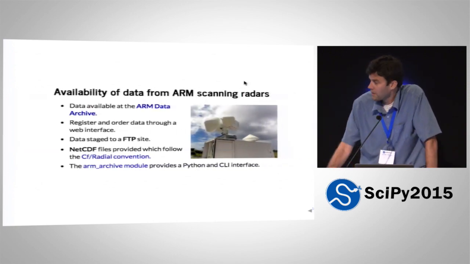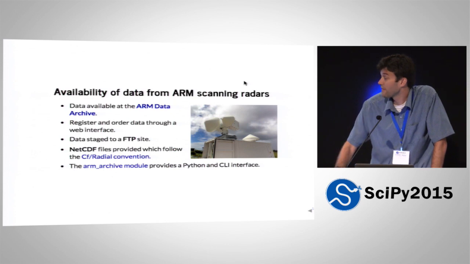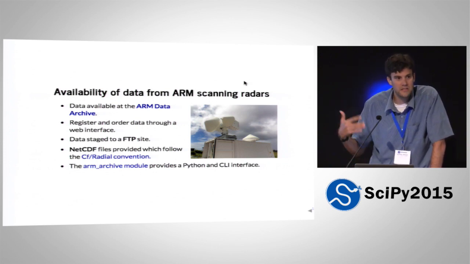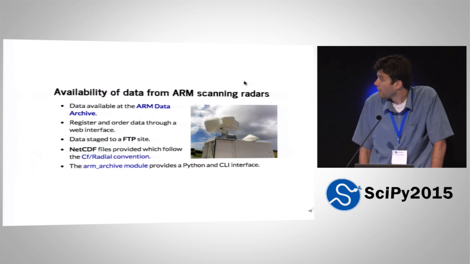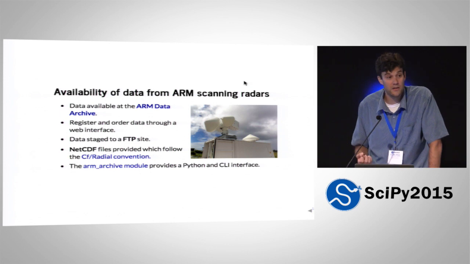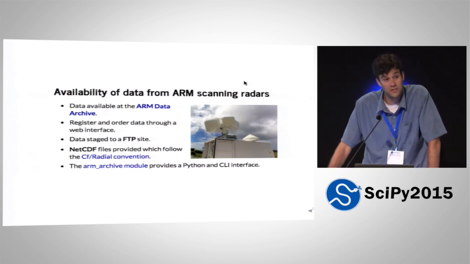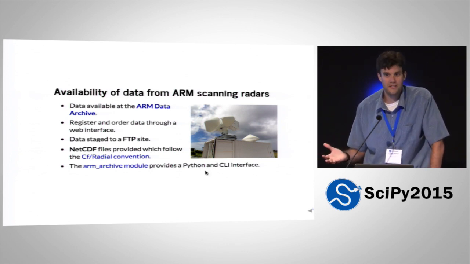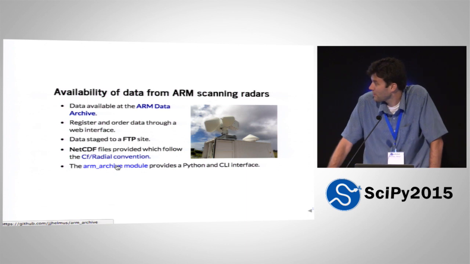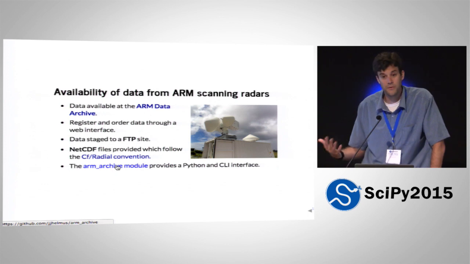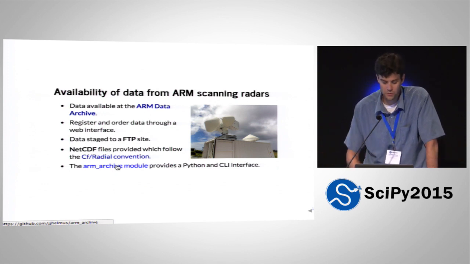ARM data is available from the ARM data archive. You have to register, just provide your email address and your name, and then you can order data through a web interface. The data is staged to an FTP site, which they send you a link to. ARM tries to provide as much data as it can in netCDF format. For the scanning weather radars, we're using the CF radial convention of how we organize our variables and metadata. If you don't like web interfaces, you can use this ARM archive module that I wrote, which provides the ability to search, order, and download data from the ARM archive through Python or a little command line interface tool.